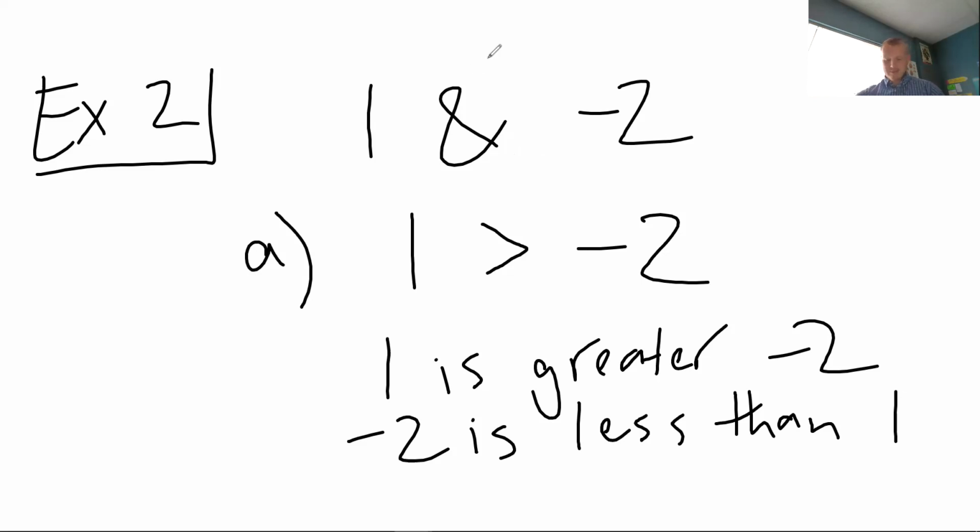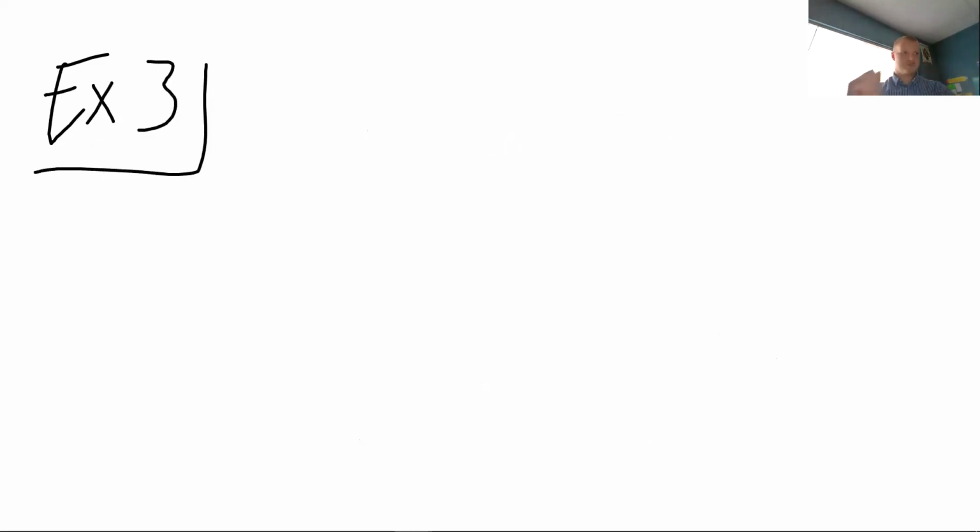All right, example number 3. Bethany and her friends played a question and answer video game. Their scores at the end of the game were 1, -5, 0, -1, 2, and 4. Order the numbers of the scores from least to greatest.